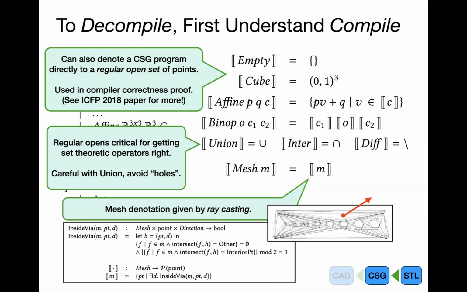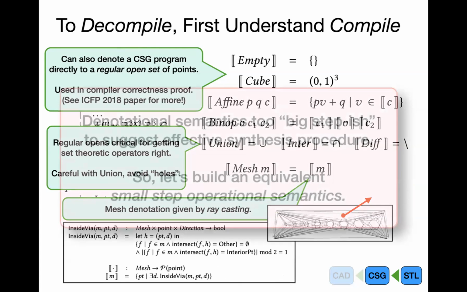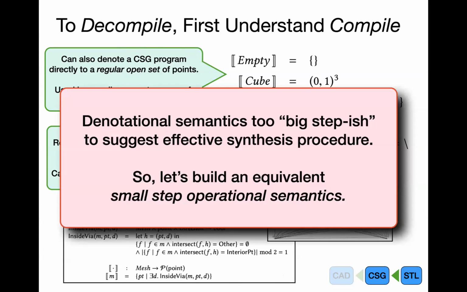So pretty simple stuff. So we got this semantics, but it's a little bit too big step, right? It just reduces a program down into a set of points, and it doesn't really give us hints about how we might build a synthesis procedure. So what we're going to do is, inspired by the semantics, try to break it down into smaller parts and build a fairly traditional small step operational semantics for it.